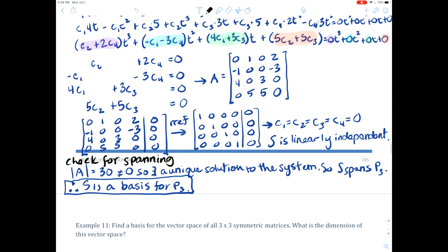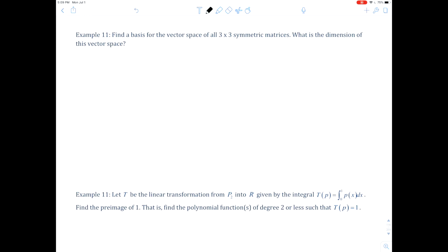All right. Okay, so now we actually have 2 number 11s. It's so special. We'll call that second one 12. So now let's find a basis for the vector space of all 3 by 3 symmetric matrices, and then we'll find the dimension. So how did we find dimension? Beautiful. We found the standard basis for the set, and then we counted the number of vectors in the standard basis and got the dimension.